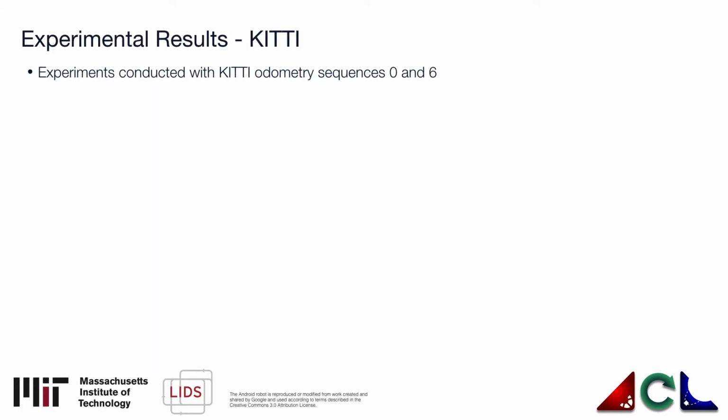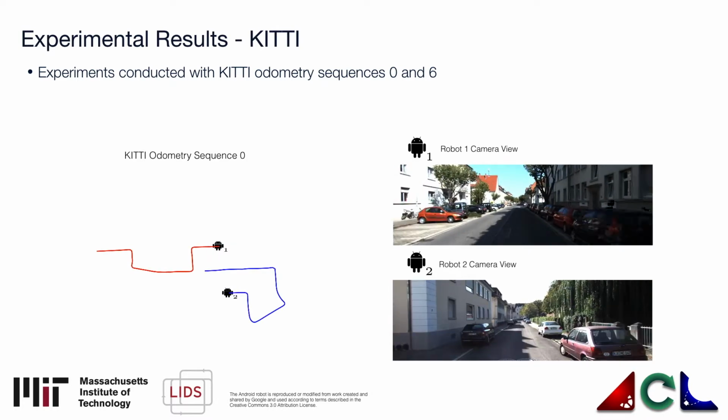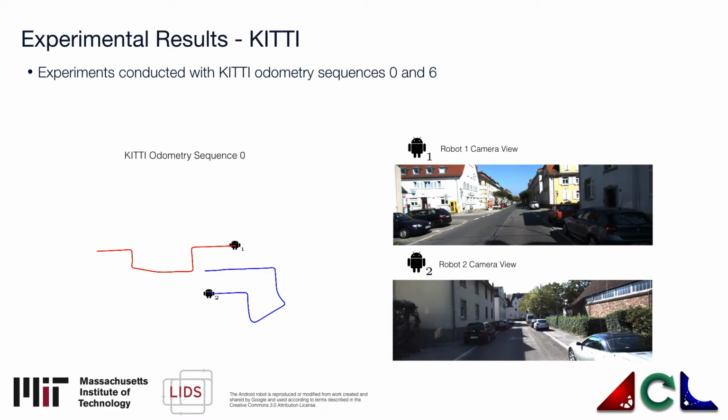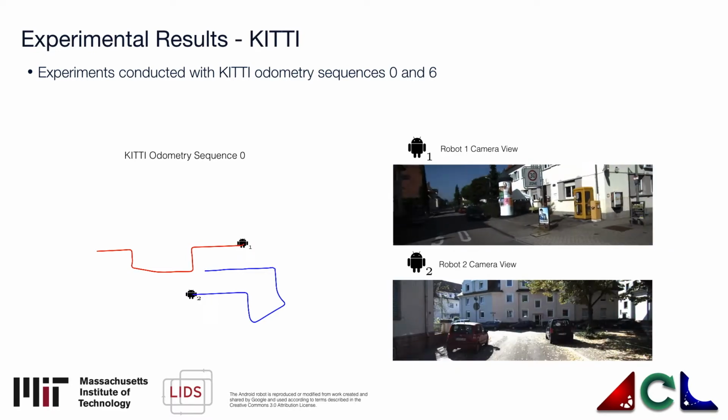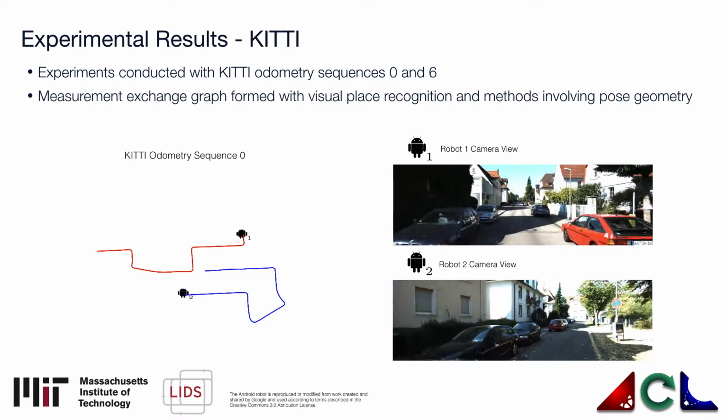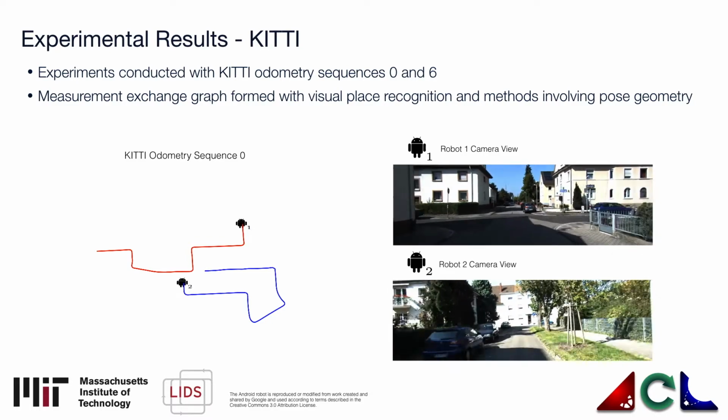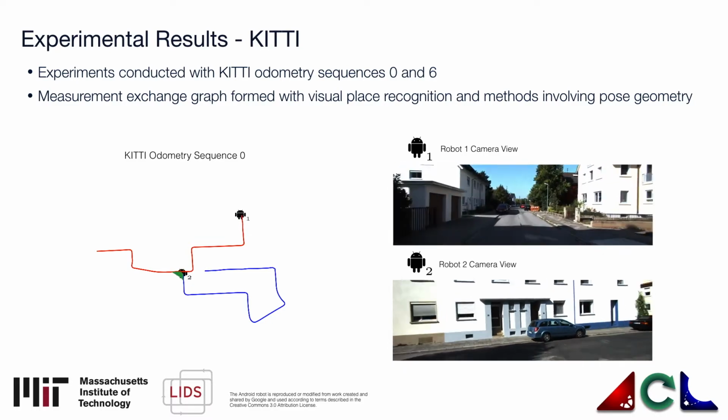In order to test our method, we use sequences 0 and 6 from the KITTI odometry benchmark dataset. Each dataset was divided into two halves representing two distinct robots' trajectories. Candidate edges were formed with one of three methods: distance between poses, overlapping camera field of view, and visual similarity score.